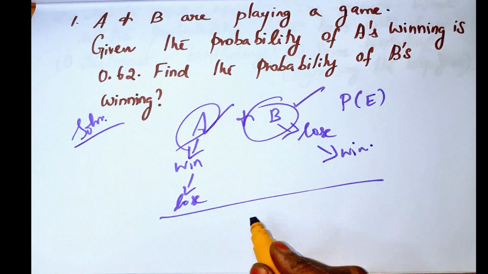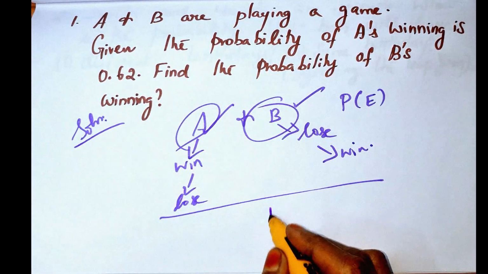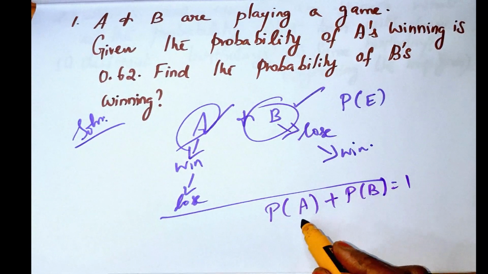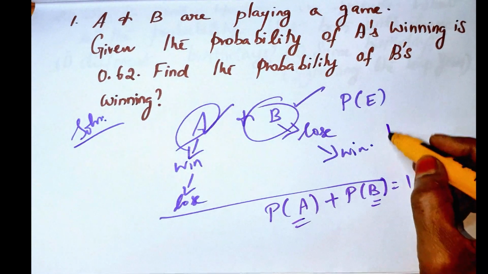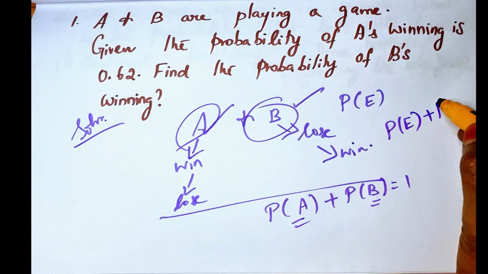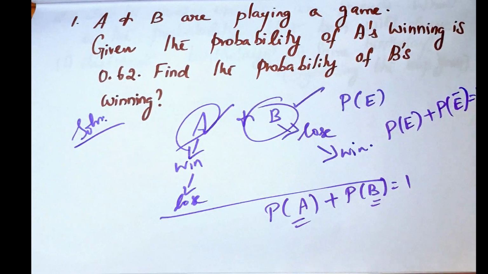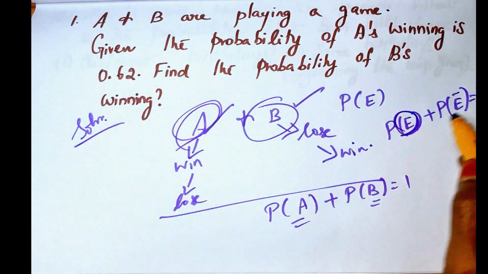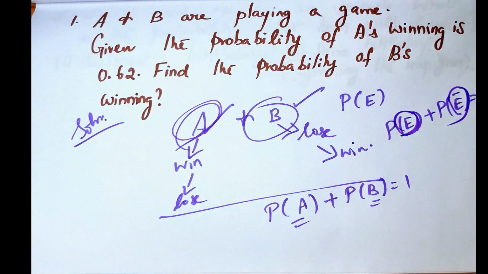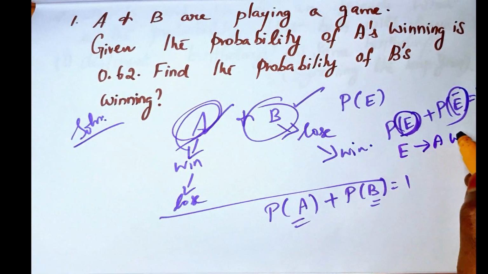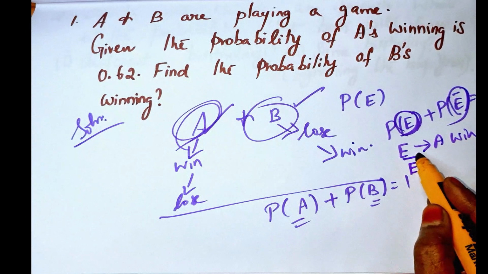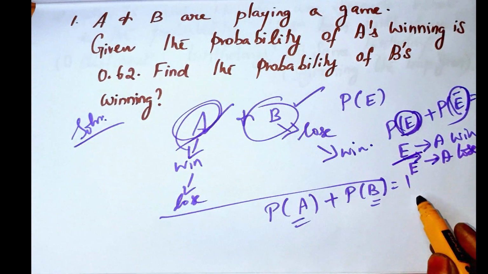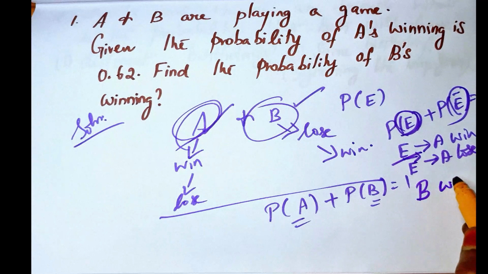So here we have the equation. For example, we can say this equation, P of A plus P of B equal to 1. A and B are players. Actually this is the equation we learned previously, P of E plus P of E bar equal to 1. If I take E as A is winning, what is E bar? E as A wins. E bar means A loses, the negation of E, right? A loses means automatically B will win.